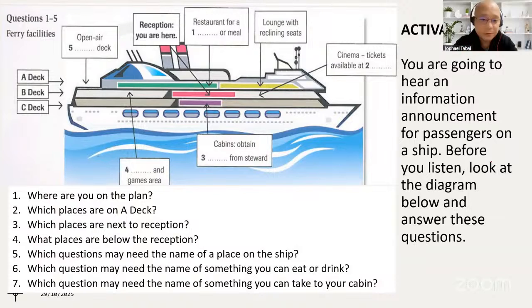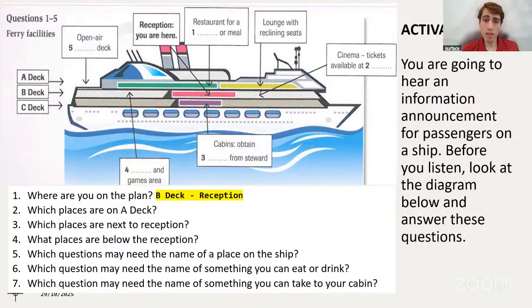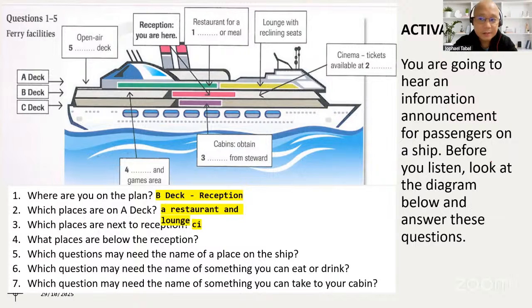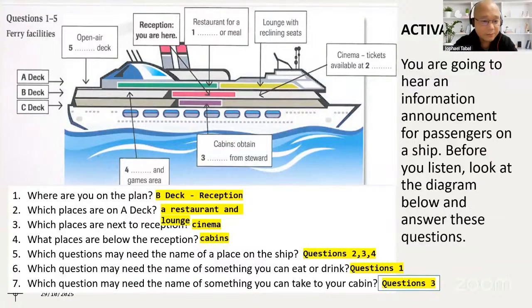Before they go over anything in the diagram, they need to note the numbers one, two, three, four, five. It goes in order. It will go in a circular way, most probably: one, two, three, 4, 5, 6, and 7. And you said a while ago, guess the answer, very good. So for example, here, which places are on deck A? That's a restaurant and a lounge. So they have to guess the answers.